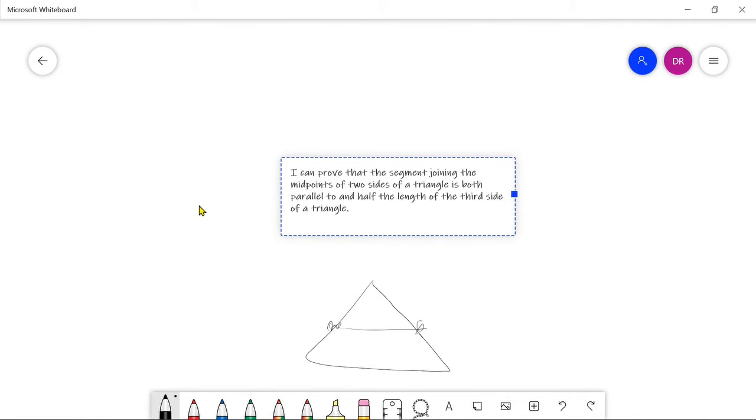So let's read it. I can prove that the segment joining the midpoints of two sides of a triangle is both parallel to and half the length of the third side of a triangle. So we're given that these are midpoints, right? And then let's just name this any value. Let's say x. Both of these sides x, and these sides y.